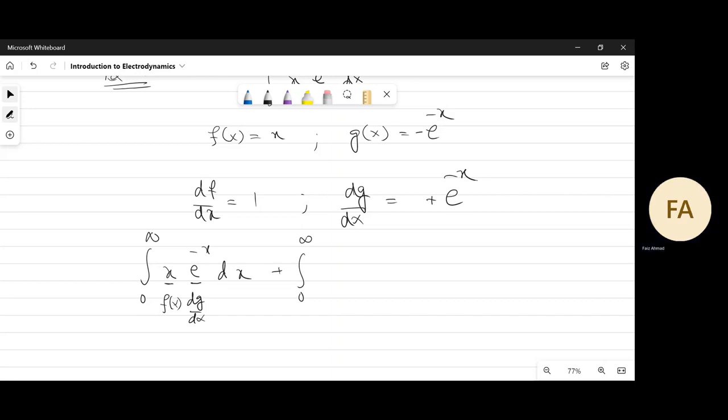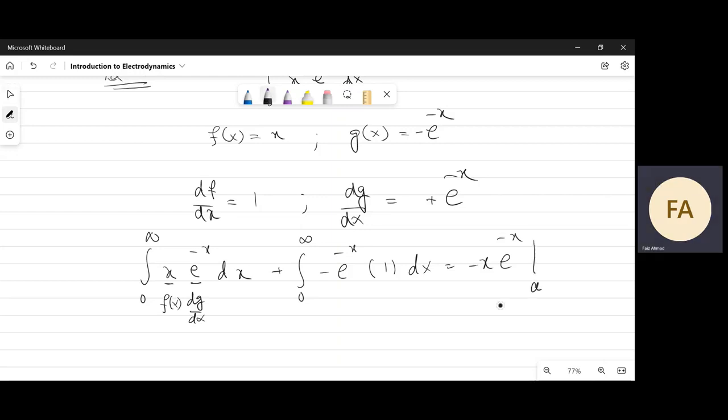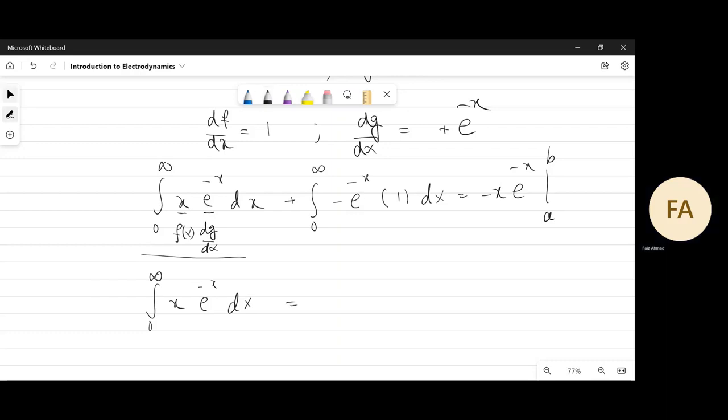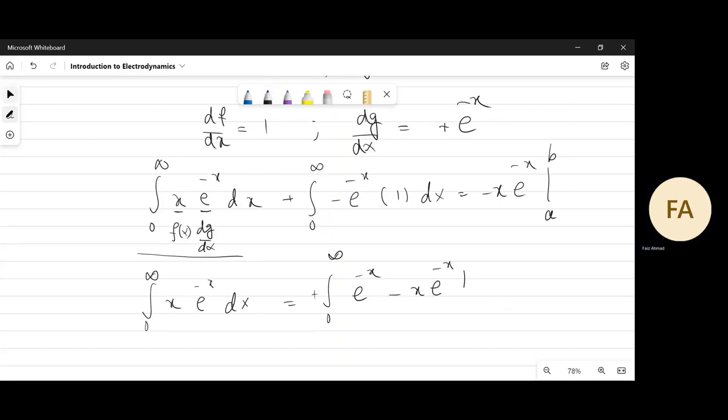of g of x, which is minus e to the power minus x, times the derivative of f of x dx, is equal to fg, where f is x and g is minus e to the power minus x, from a to b. So this is what we were asked to resolve. We'll keep the integral from 0 to infinity of x e raised to minus x dx, and take both terms to the other side. So when we resolve this, it is plus the integral from 0 to infinity of e raised to minus x, minus x e raised to minus x from 0 to infinity.